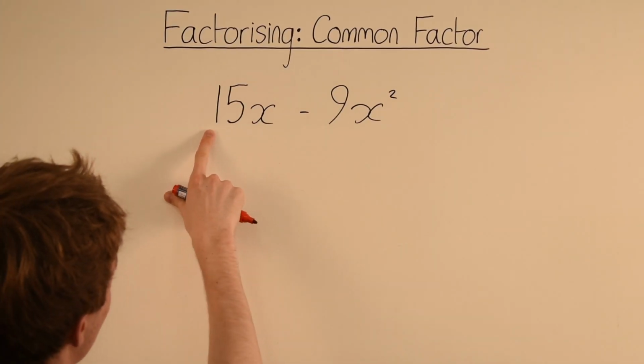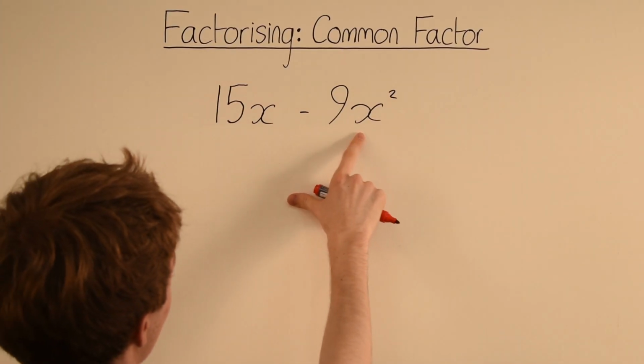In this example, we want to factorise 15x minus 9x squared.